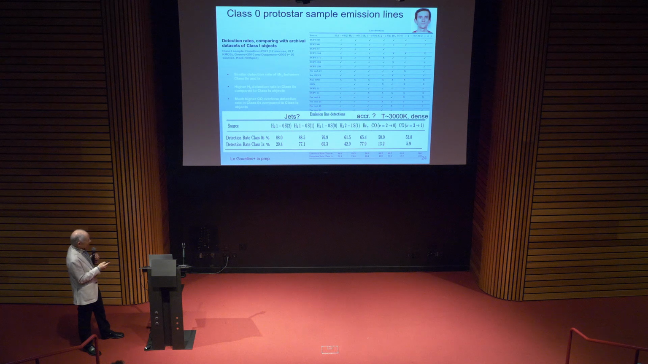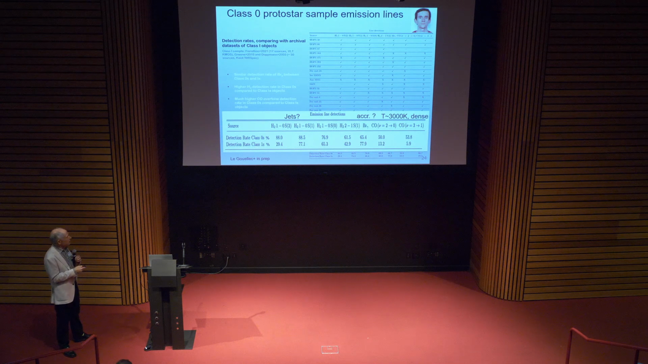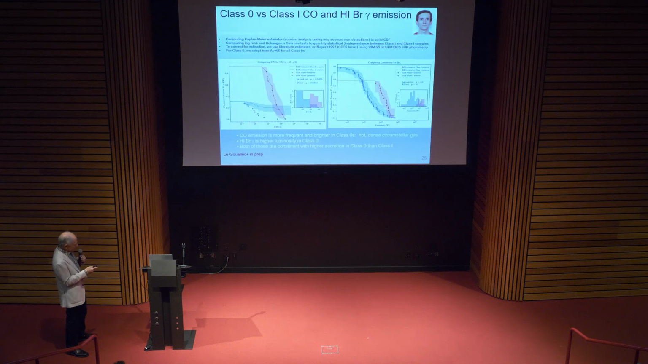Valentin put together a table of all these 26 objects. What do they show? If you just look at the comparison between these really embedded objects, the class zeros versus the class ones, a much higher fraction have these H2 lines in the class zeros, and a much higher fraction have this CO than in the class ones. So there are definitely different processes going on.